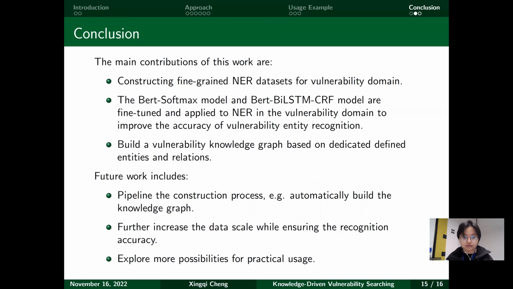The future work is that we can pipeline the construction process instead of manually doing each step. And we could increase the data scale. For now it's only 1,000 for the annotated data set. Maybe we could annotate more, either manually or using machine translation, or use other annotation schemas. The third is that we could explore more possibilities for practical usage. For now, it only has searching. We want to make it more practical in the future.